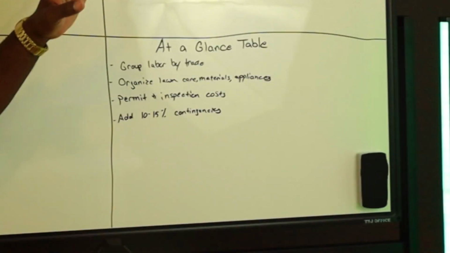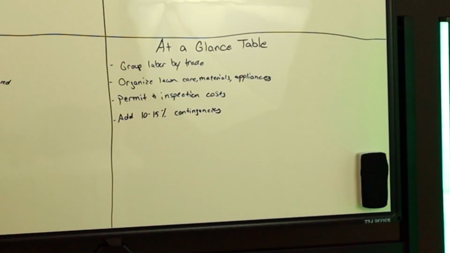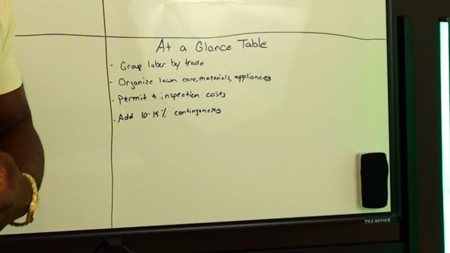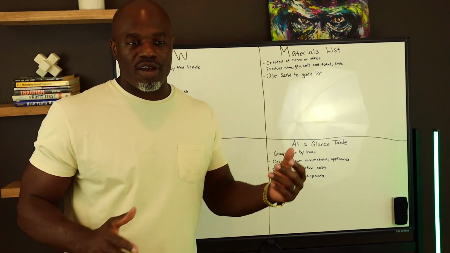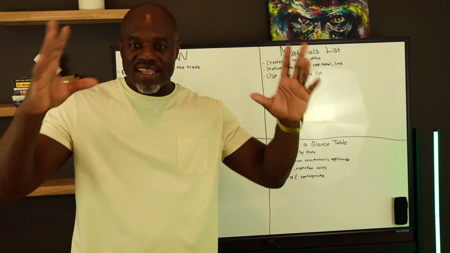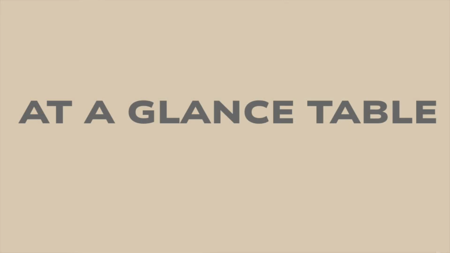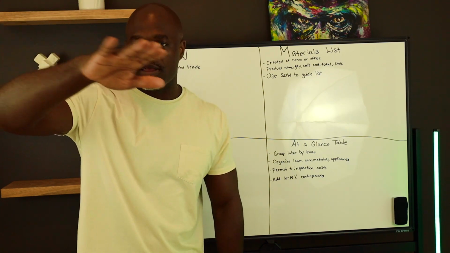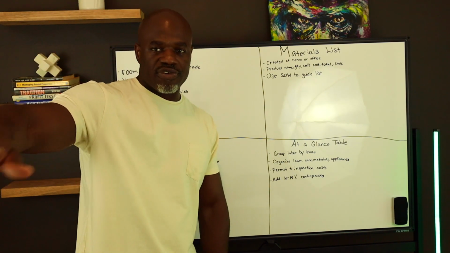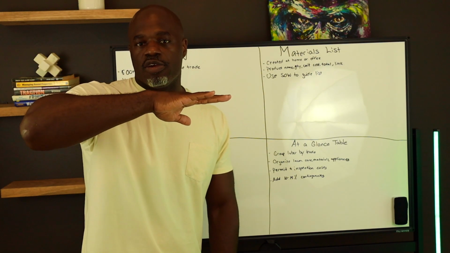Lastly is you need an at-a-glance table. So I work off of something I created called a vendor management table. You may call yours whatever. You may have it all in Excel, but it needs to be at a glance of your total project. A line item for labor, your plumbing, your electrical, your HVAC, your lawn care.